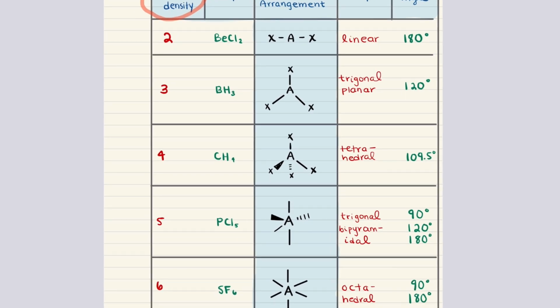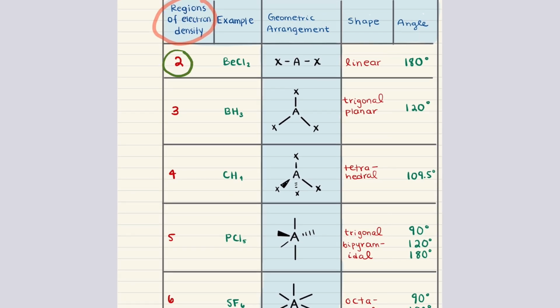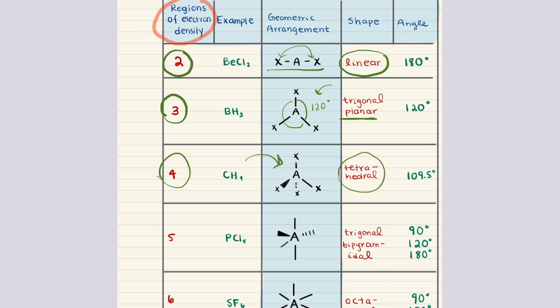If you have 2 regions of electron density, this is what the geometric arrangement would look like. The shape is linear, and the angle between these bonds is 180 degrees. If you have 3 regions of electron density, there is a 120-degree bond angle between each of these bonds, and this shape is referred to as trigonal planar. With 4 regions of electron density, our geometric arrangement is called tetrahedral, and the bond angles here are about 109.5 degrees.